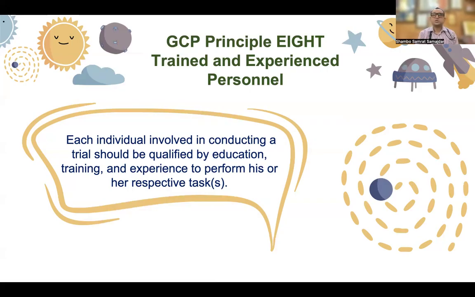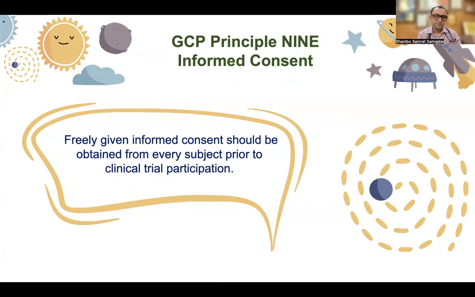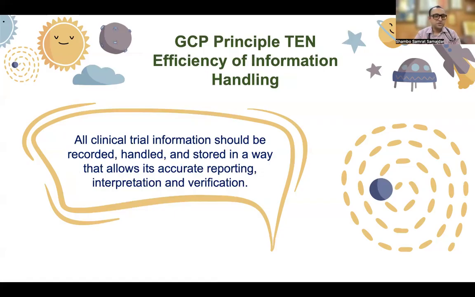So to satisfy this principle number 8, one of the recommendations is we should have the GCP certification to become a principal investigator or be a part of an investigation team or even part of an ethics committee. Informed consent is principle number 9. Freely given informed consent should be obtained from every subject prior to clinical trial participation.